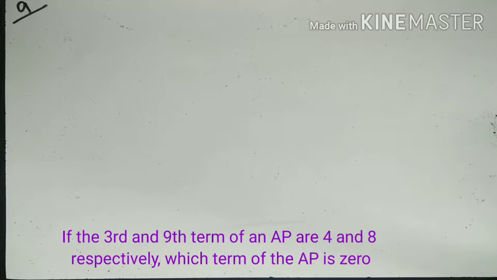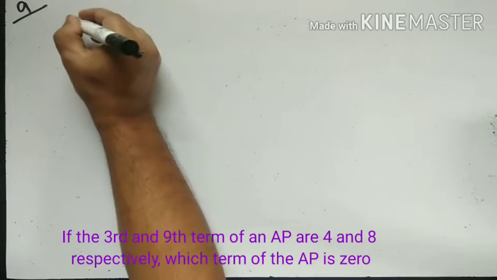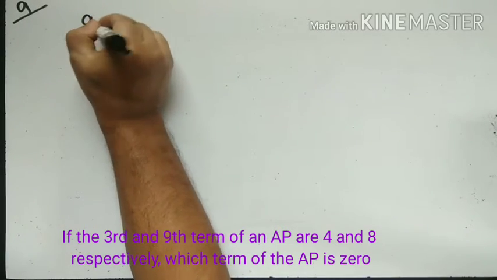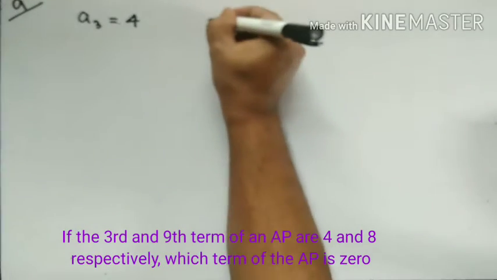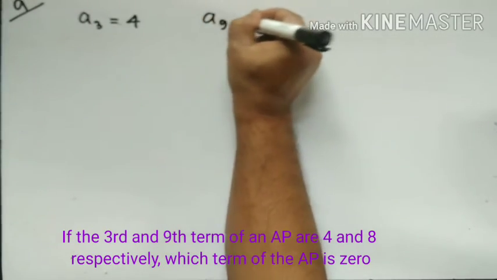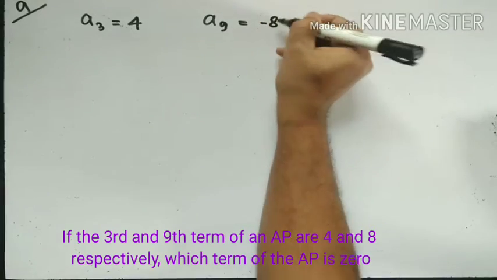Let's do question number 9. If the third and ninth term of an AP are 4 and minus 8 respectively, what you need to do? First, you have to take the first term as A and the common difference as D. You have to write that. Now, the third and ninth term are given: A3 is given 4, the third term is 4, and the ninth term, that means A9, is given minus 8.